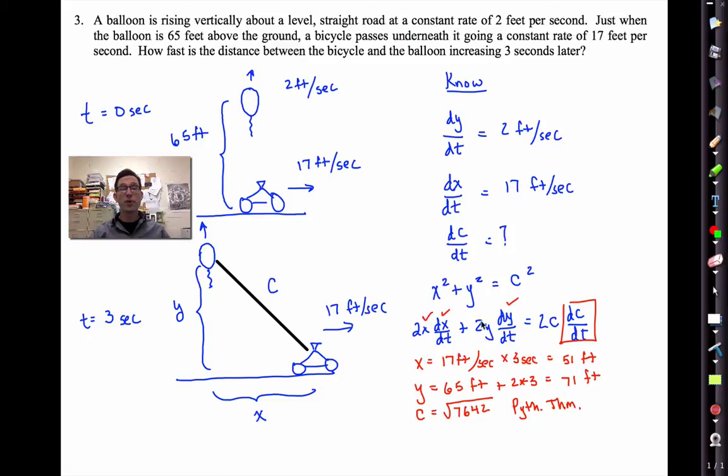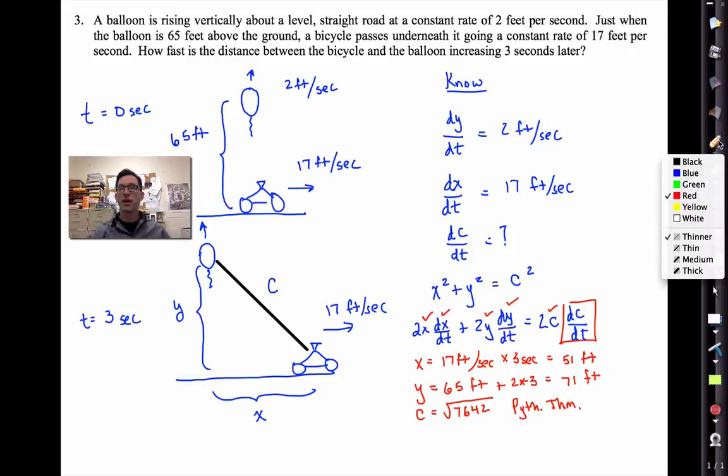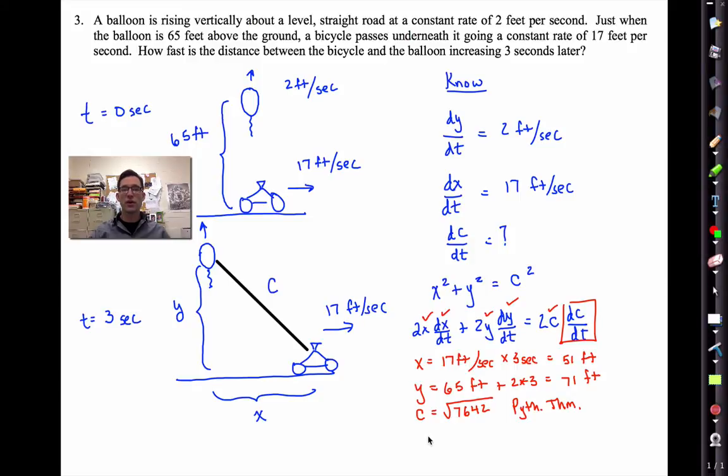But now we have everything. We can substitute all these numbers into this equation and solve for dc dt. I'll skip that particular algebra. It's actually quite easy, but it's just messy. And what we find is that dc dt ends up being 11.542 feet per second.